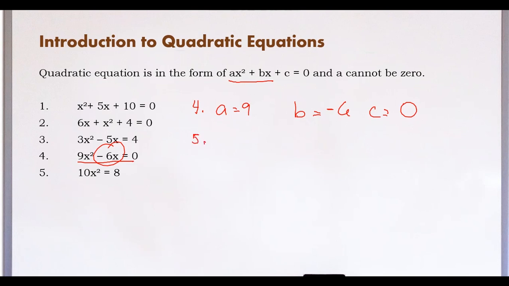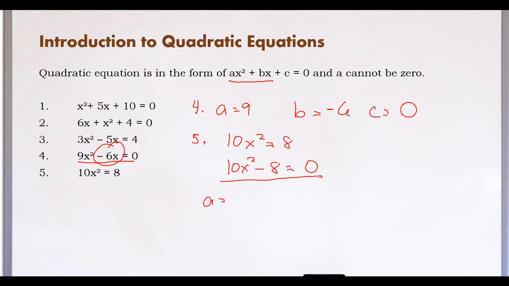Number 5, we have here 10x squared equals 8. Again, we need to make the right side of the equation 0, so we again apply the addition property of equality. To 10x squared, we add negative 8 on both sides of the equation, so 10x squared minus 8 equals 0. Now, since this is in standard form, let us identify the values of a, b, and c.